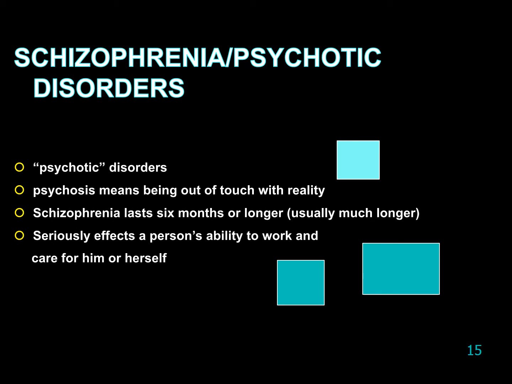For many people, schizophrenia is the illness that most commonly comes to mind when they think of mental illness. Schizophrenia is one of the psychotic disorders, and broadly speaking, psychosis means being out of touch with reality. Schizophrenia lasts 6 months or longer, usually much longer, and often seriously affects a person's ability to work or to care for themselves. Approximately 1% of the adult population is affected by schizophrenia.